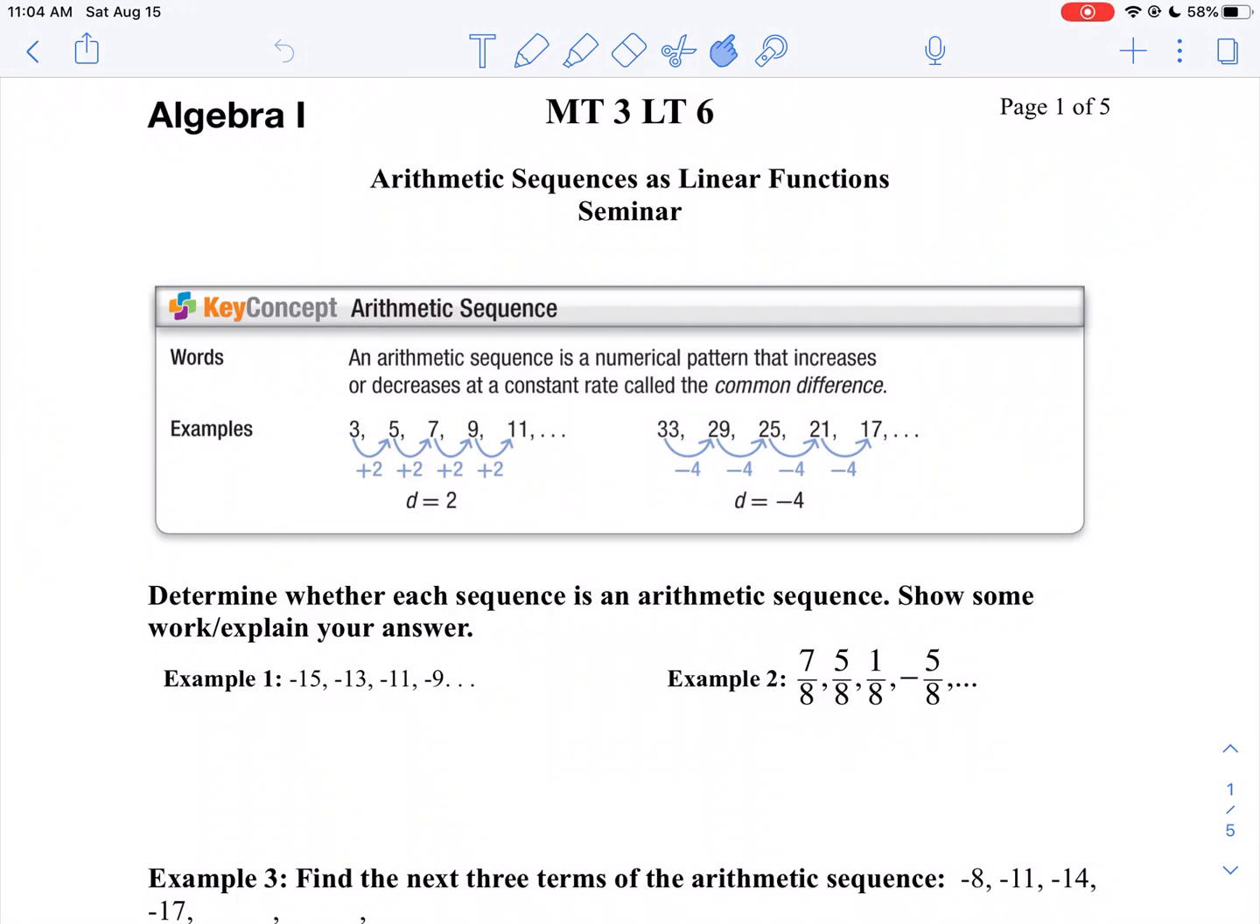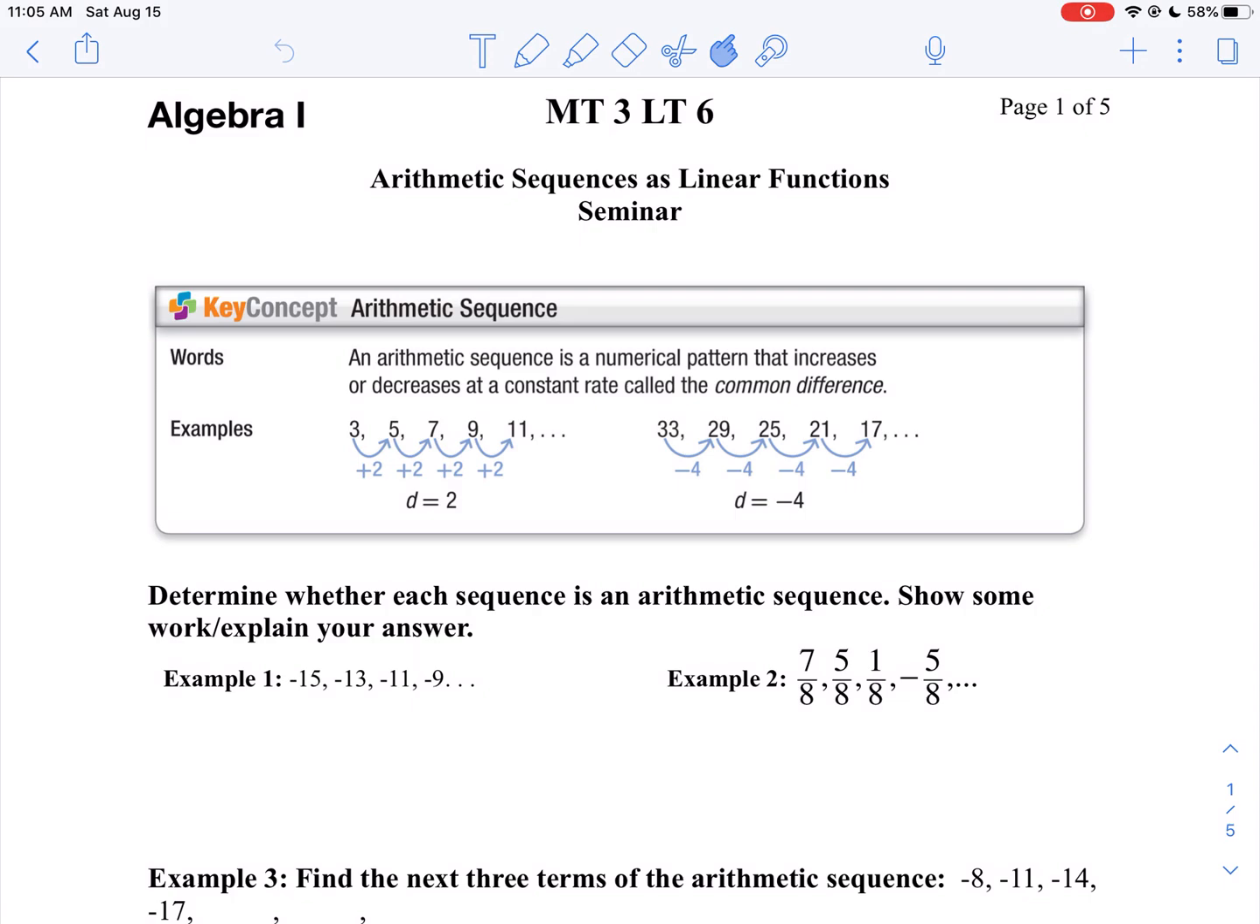Hello, in this lesson, I want you to recognize arithmetic sequences, and I want you to relate arithmetic sequences to linear functions. Some vocabulary you're going to come across is sequence, terms of a sequence, arithmetic sequence, and common difference.